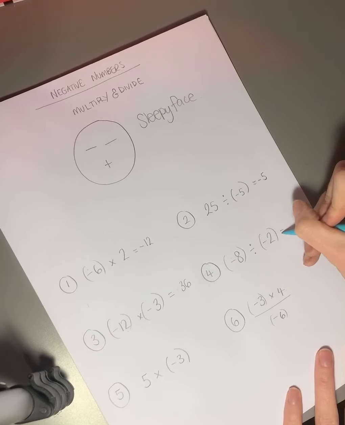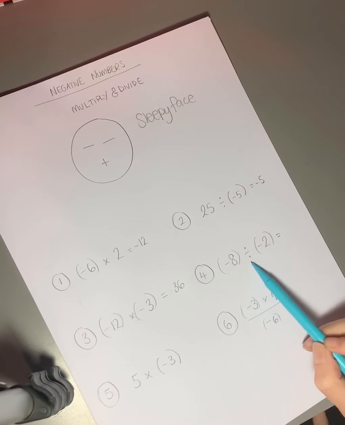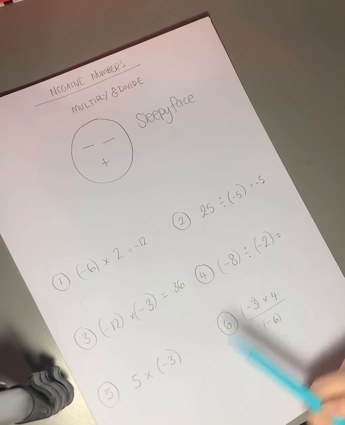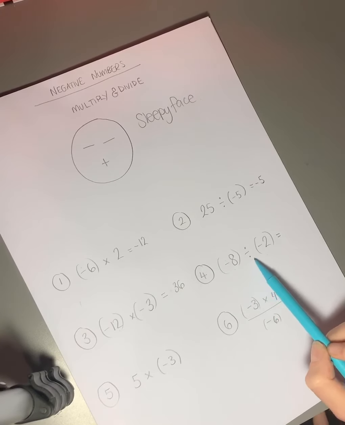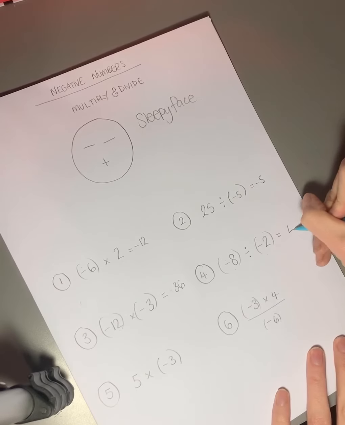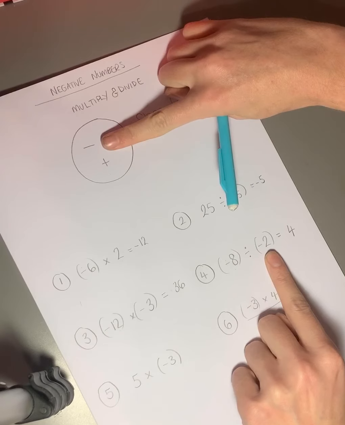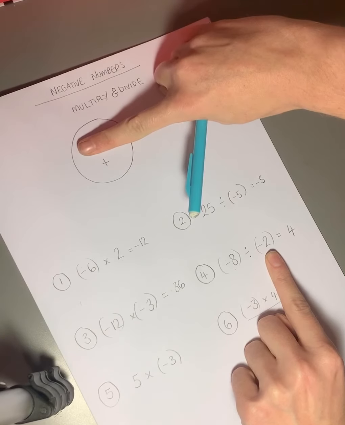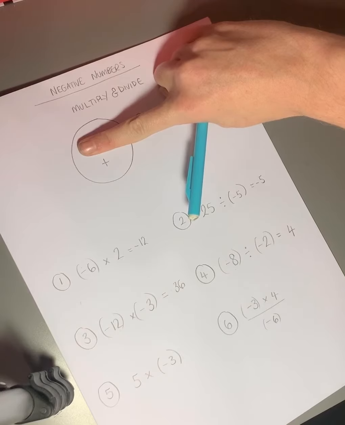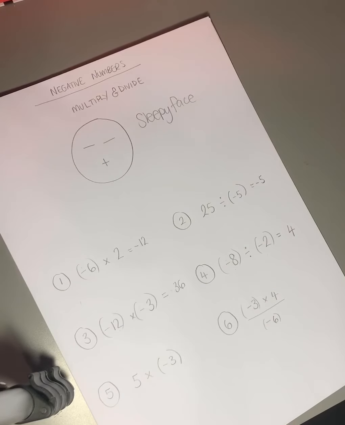Okay, so next one, -8 divided by -2. So forget the negatives, just work out 8 divided by 2. So that's 4. -8 is a negative, cover that up. -2 is a negative, cover that up. So my answer is +4. So I can just leave it as 4.